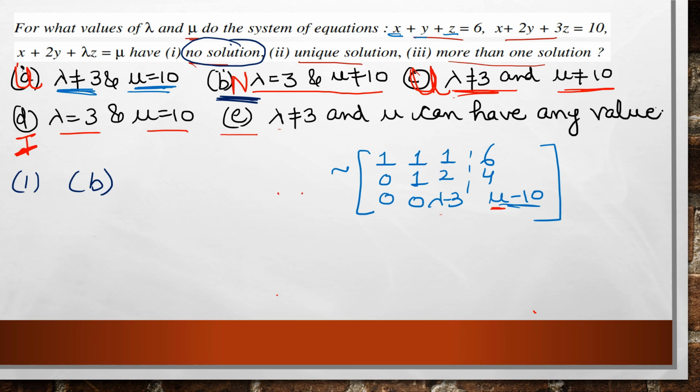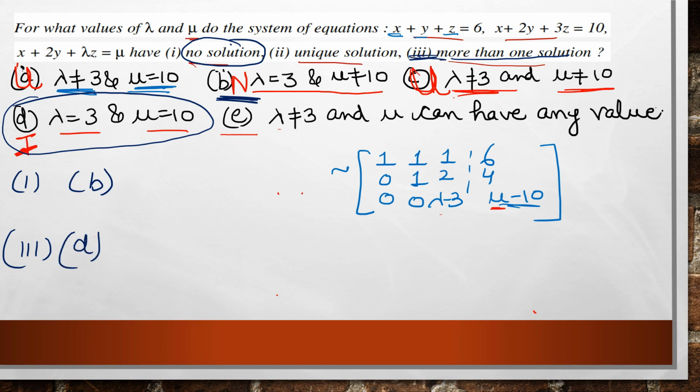Second we'll do later. First of all we'll do third one. So more than one solution means infinite solution. Okay, and when we are getting infinite solution, only in one case, this one. So that means D option is correct for third part, for this part. Alright, now come to the second part.